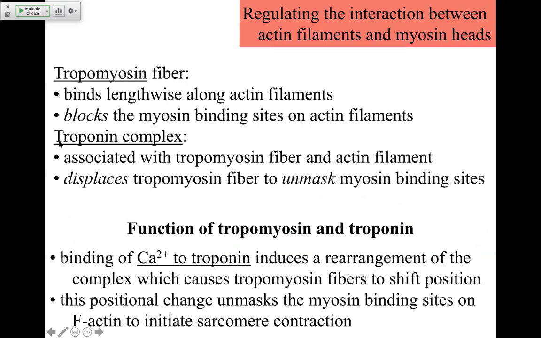What we're going to see is the troponin complex is a regulatory component. When it binds calcium, it will induce a rearrangement of the tropomyosin. So let's look at that on the next slide.